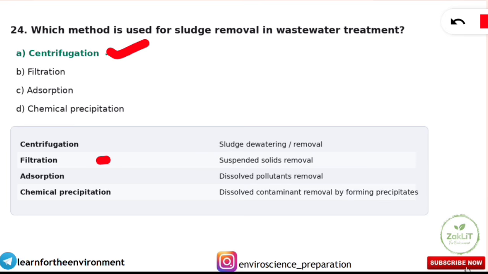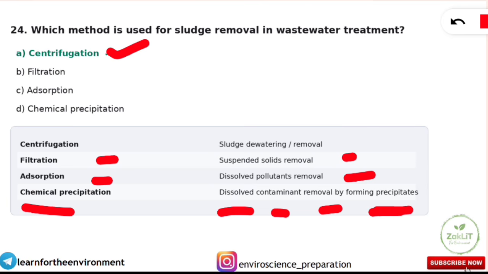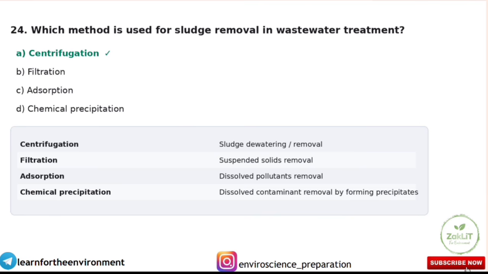you should know filtration technique is used to remove the suspended solid. Yes, suspended solid which are present in the wastewater are removed with the help of filtration technique. Adsorption technique is used to remove the dissolved pollutants. Chemical precipitation removes dissolved contaminants by forming the precipitate. Yes, so these four are the important terms used in wastewater treatment for the sludge removal.